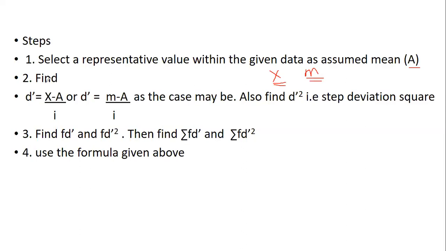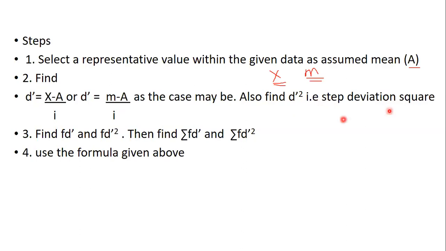After this, find d dash is equal to x minus a by I, or d dash is equal to m minus a by I. In case of discrete series, use this formula because we have x. In case of continuous series, use midpoint minus a by I. Now, once you find d dash, next also find d dash square. So once you find these values, just square them. That is known as step deviation square. This d dash square is called step deviation square.